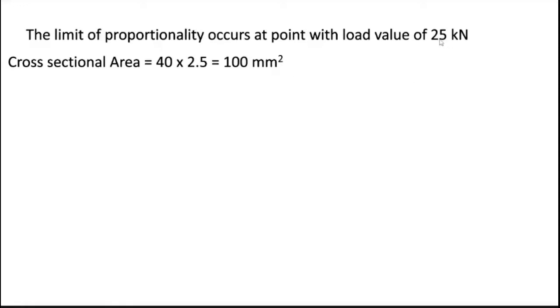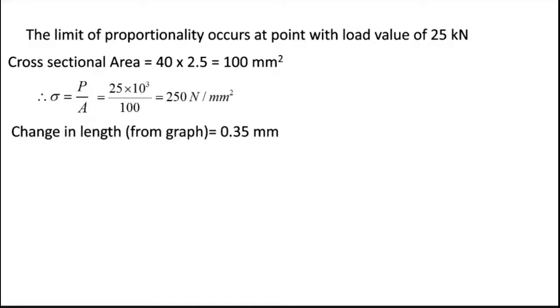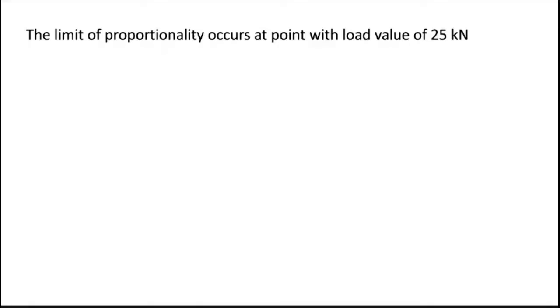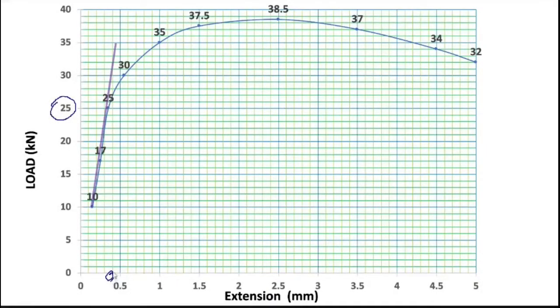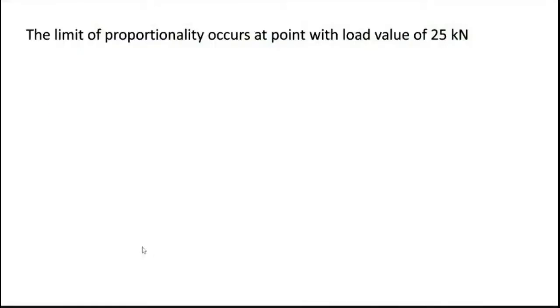So my force is 25 kilonewton. Stress is force by area. Of course, let me solve my problem in Newton and mm. So 25 into 10 power 3, and my area is 100. So I will get 250 Newton per mm square. That is my stress. Similarly, I can also identify my strain. The change in length from the graph is 0.35. When I draw a line here, you can see this location will be 0.35. So 0.35.